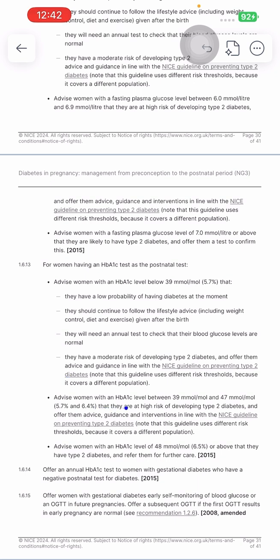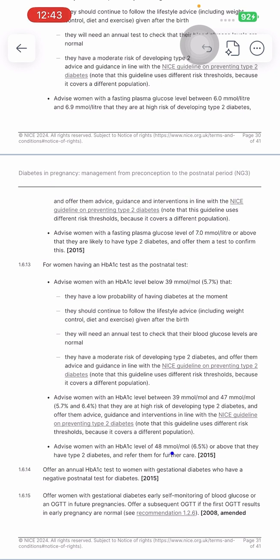But advise those with an HbA1c level between 39 and 47 millimole per mole, that is 5.7 to 6.4 percent, that they are at high risk of developing type 2 diabetes mellitus, and offer them advice according to the NICE guidance on preventing type 2 diabetes. So in that case, you will advise the patient to check her blood glucose level, offer her dietary advice to control her diet because her glucose level is high, and accordingly you will refer her to a physician, and she may need oral hypoglycemic agents.